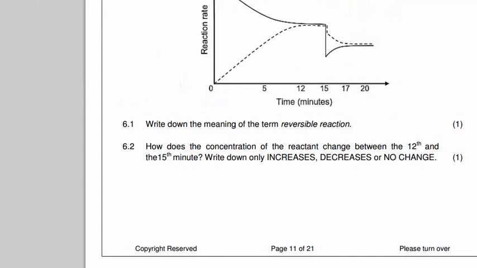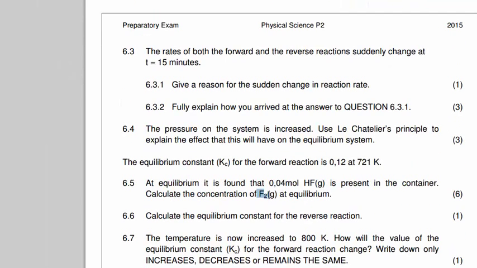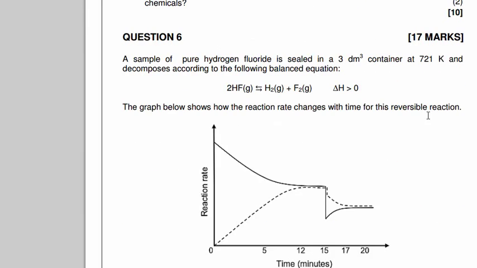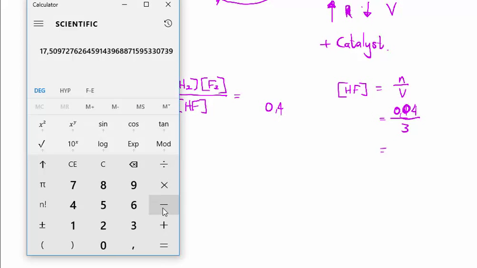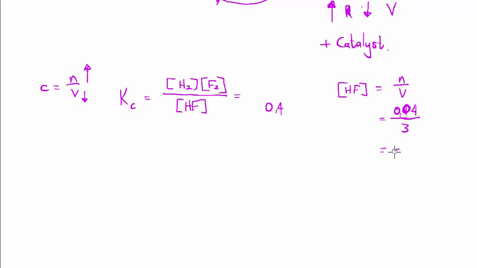0,4. You're clever, huh? You remember well. 0,04. Okay, I'll fix it now. My container is 3 cubic decimeters. So 0,04 divided by 3 cubic decimeters, and that gives me 0,0133 repetitive. Okay.